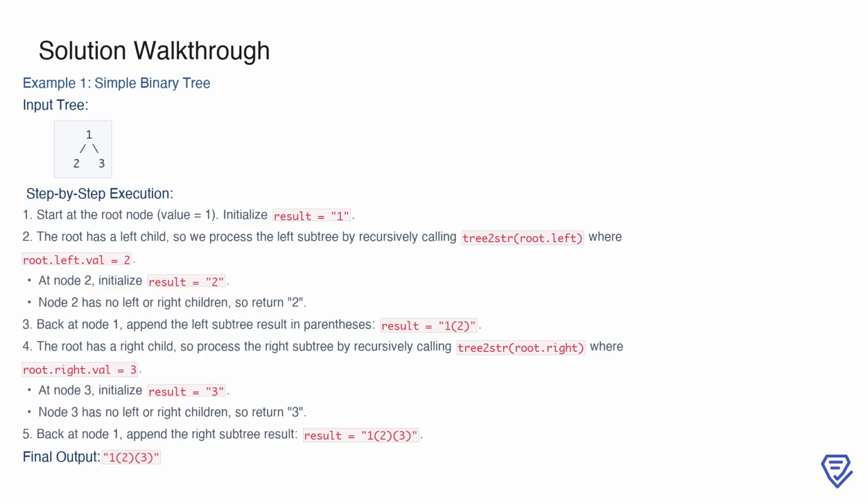Next, we notice that the root also has a right child, so we process the right subtree recursively at the node with value 3. At this node, the result is initialized as 3, and since it has no children, we return 3. Finally, at the root, we append the right subtree result, updating the result to 1(2)(3). The final output for this tree is the string 1(2)(3).